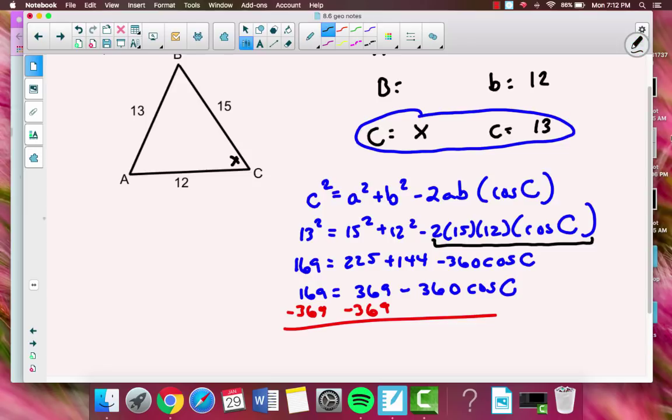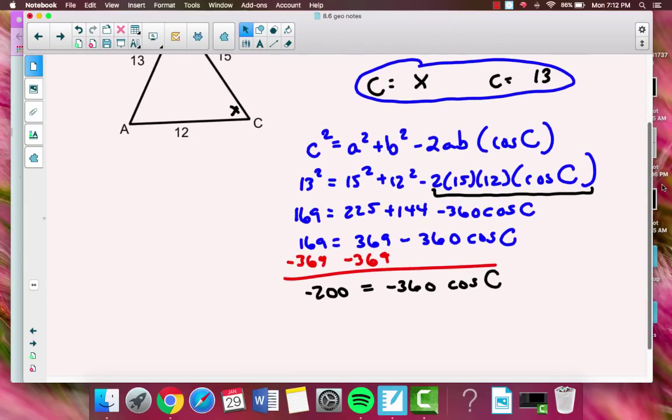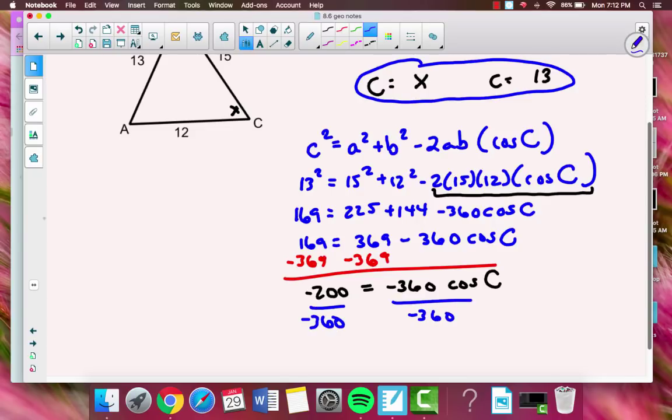So I'm doing that in red, so we know we have to move it. So 169 minus 369, that's going to get you negative 200. Equals, then I'm going to be left with a negative 360 cosine of C. And now this is something I can solve. So I want to get cosine of C on its own, so I'm going to divide both sides by negative 360. And when I do that, I get 200 over 360, so I get 5/9. And I would try to leave things as fractions if you can. So we get 5/9 equals cosine of C.